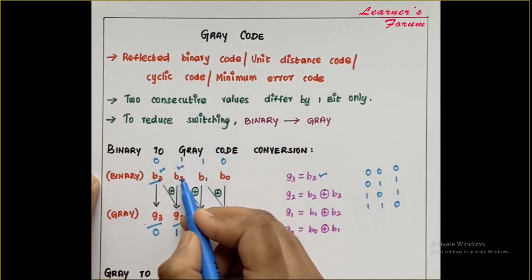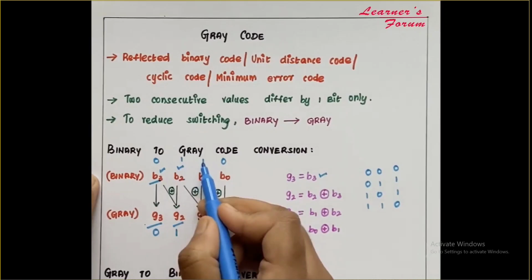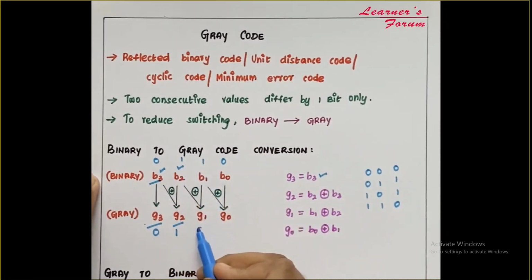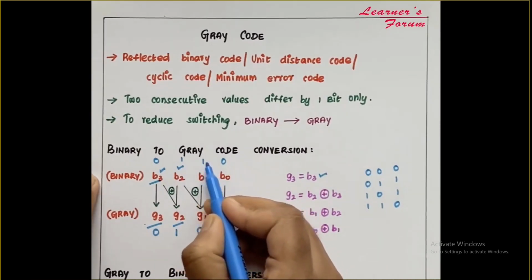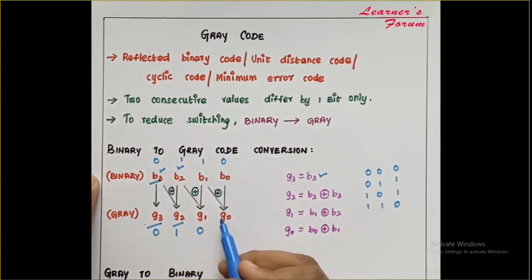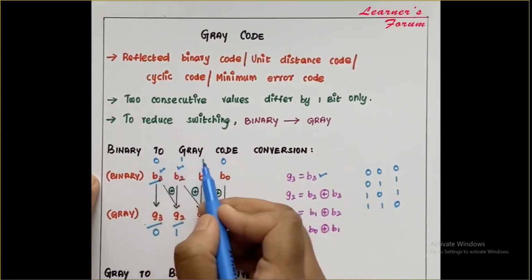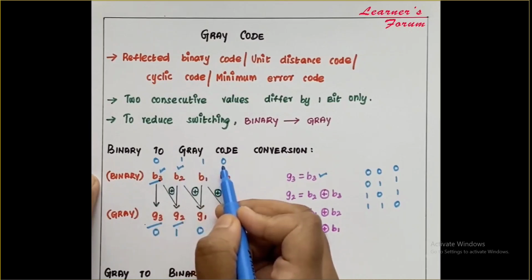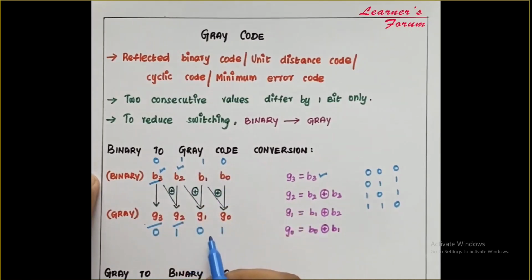Next, to get the value of G1, we have to take B2 and B1. They are the same value, so the output will be 0. Next, to get G0, B1 and B0, the values are different, so the output will be 1. So for 0, 1, 1, 0, which is the binary code, the equivalent gray code will be 0, 1, 0, 1. So this is how we have to convert a given binary code into gray code.